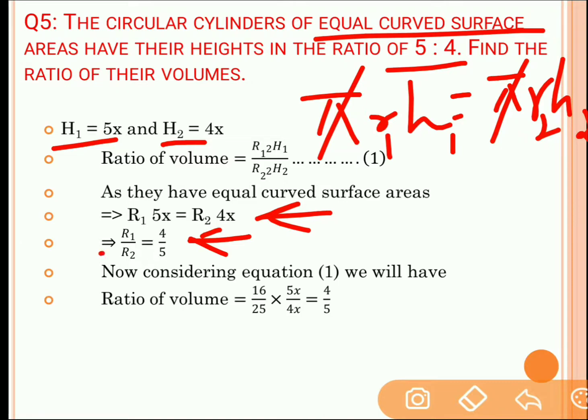Now we can keep this ratio of r1 by r2 in the volume equation, that is 4 by 5 can be converted into r1 by r2 square as 16 by 25, and the ratio of the height h1 by h2 is 5x by 4x. So the overall ratio will be equal to what? 4 by 5.